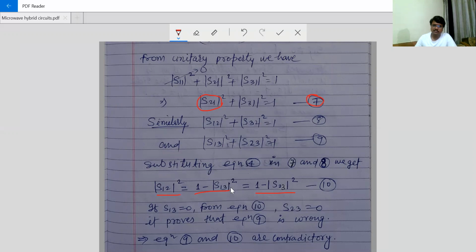Let this term S13 be 0. So what will happen? From equation 10, if we put S13 equal to 0, then 1 is equal to 1 minus this. So 1 will get cancelled, and S23 will also be equal to 0.